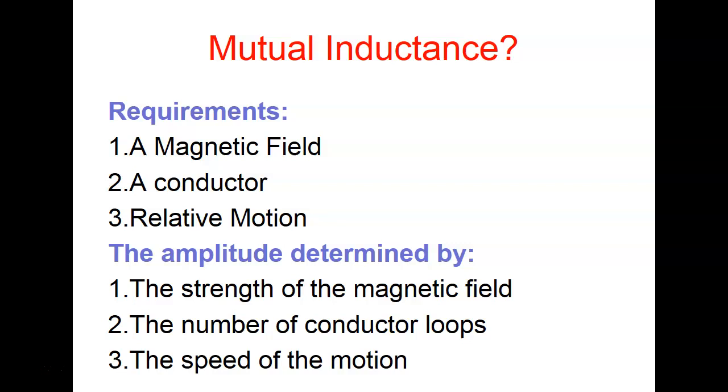This is what your transformer uses. The strength of the field is determined by the current requirements of the load. So in a transformer, the current requirements are set by the load. And the speed of the motion. We don't do anything with the speed of the motion because wherever you live, it's going to be changing at a certain rate. And of course, here in the United States, what's our frequency? 60 hertz.